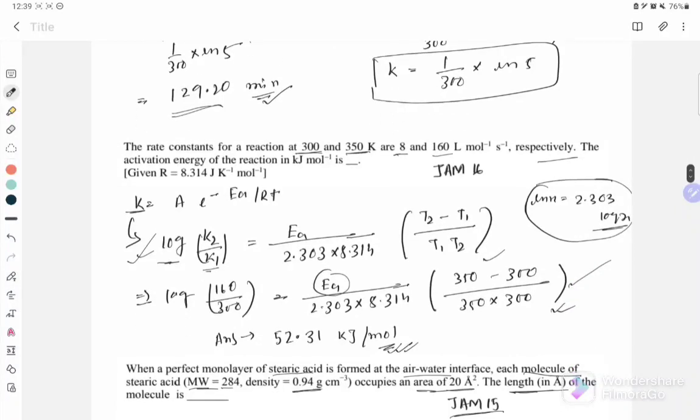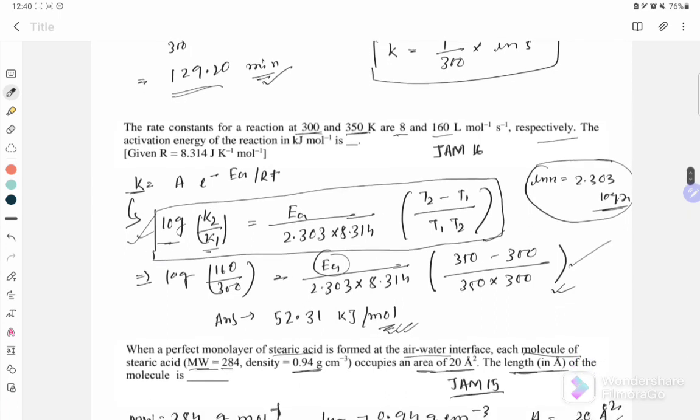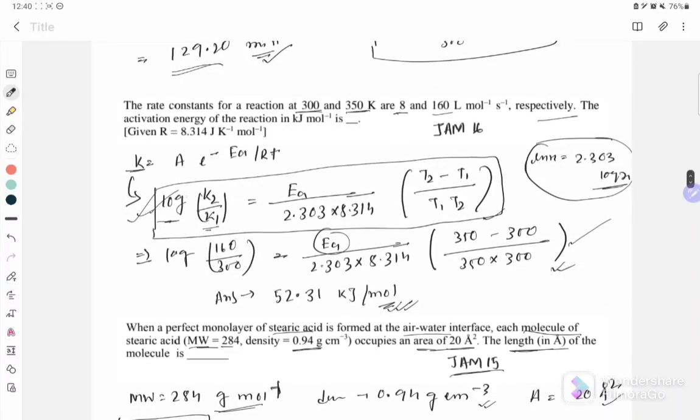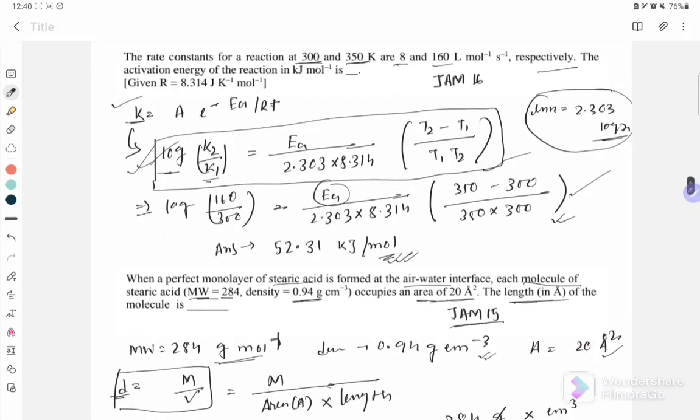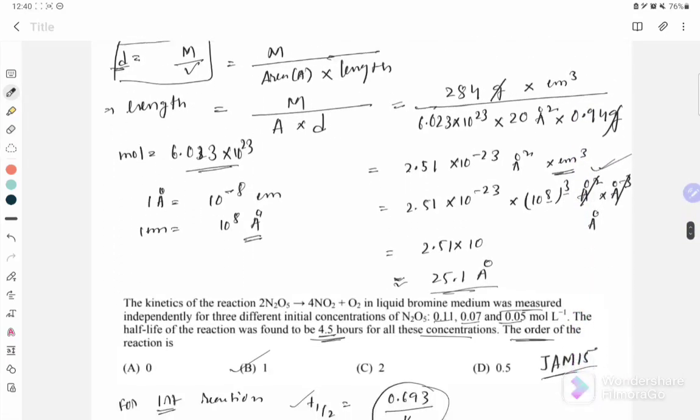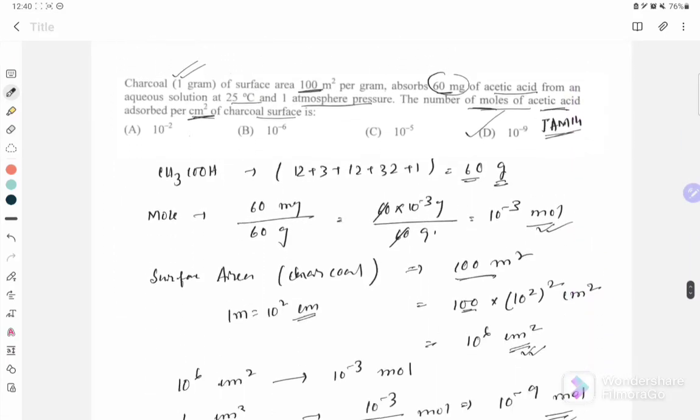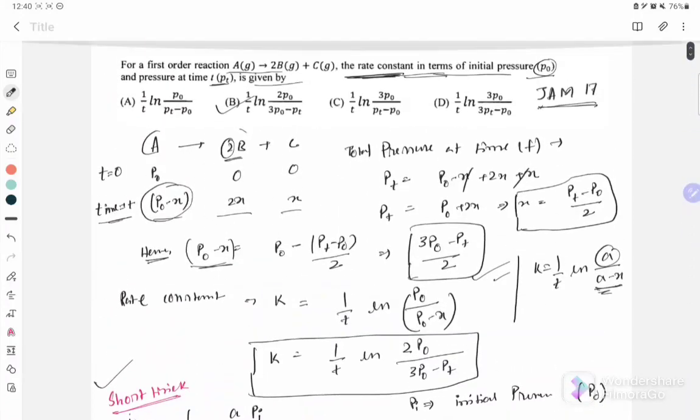Another important thing is this equation, because you can see questions from this topic. So you just remember this one. You can derive this from the Arrhenius equation, but if you remember this one, it will be easy for you in the exam. And other questions are also easy. So in my next video I'll cover the GATE previous year questions for this topic, chemical kinetics, and we'll also cover the NET previous year questions.